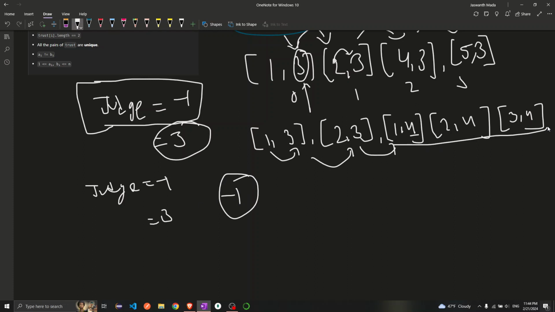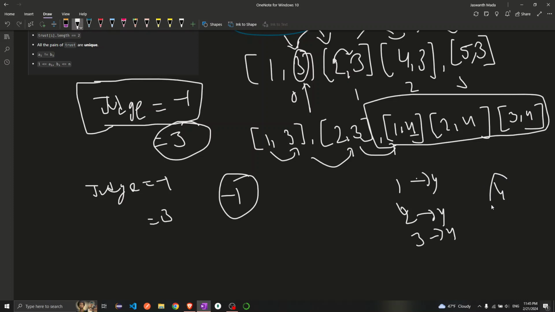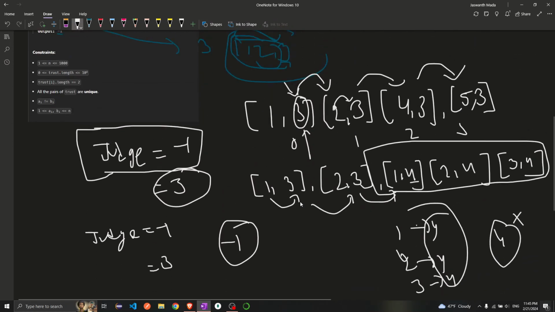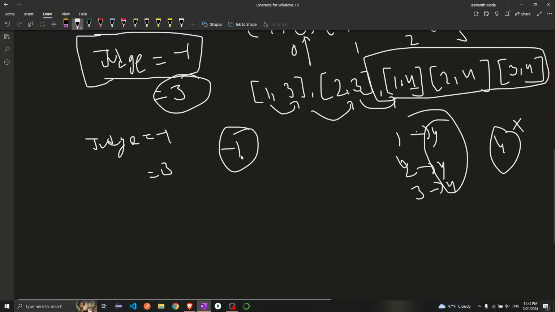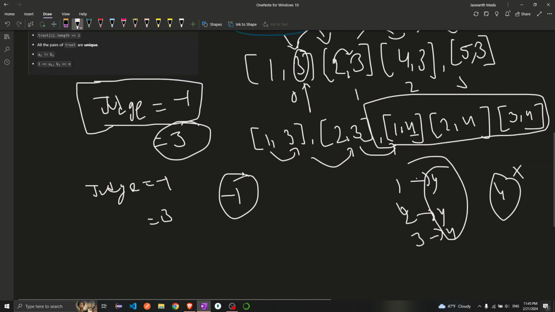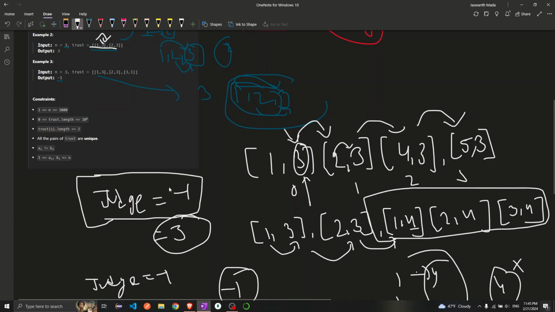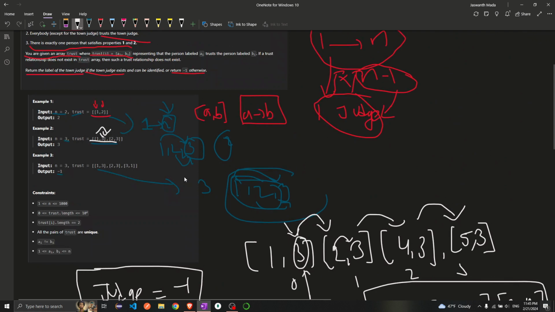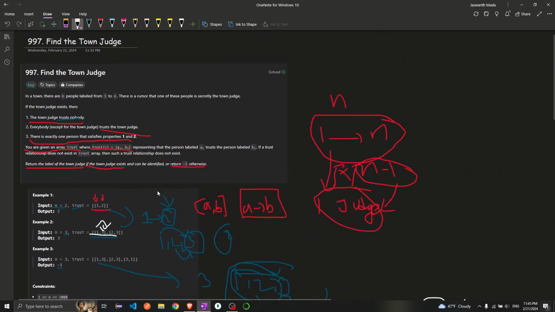But if you look at this example, here 1 is trusting 4, 2 is also trusting 4, 3 is also trusting 4, but 4 is trusting no one, right? So 4 is the judge, but we are returning -1. So here 4 is the judge, but we are returning a wrong answer. So this idea does not work. So let's try to jump into the idea of the exact solution.